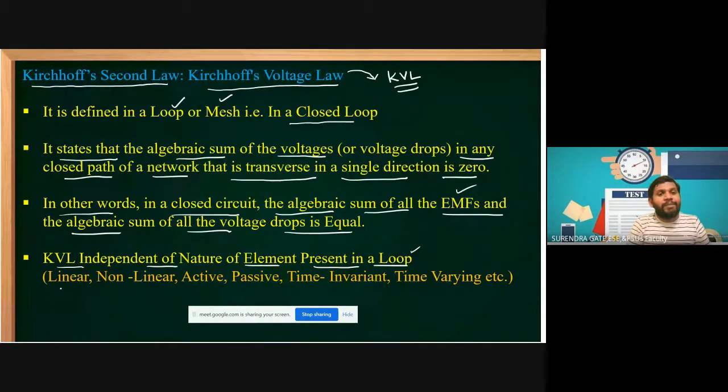The element may be linear or non-linear, active, passive, time variant or time invariant. Sir, what is time invariant and what is time variant here? If you take a constant DC source, it is time invariant. If you take an AC source, it is time variant. In all these cases, KVL is applicable. But the condition is that it is a lumped circuit, not a distributed one.